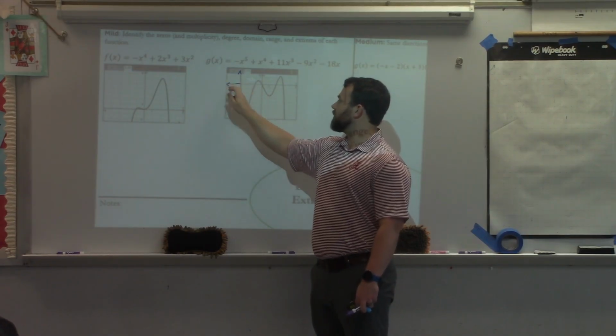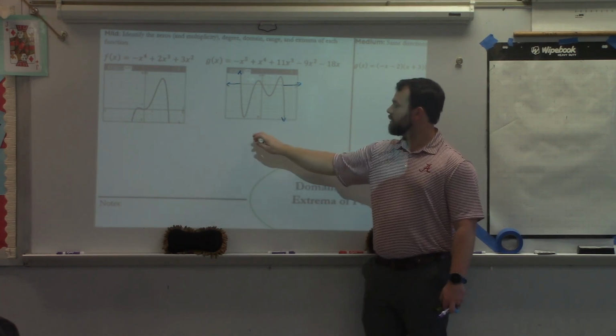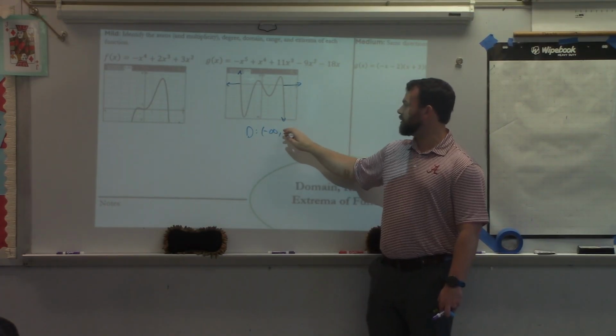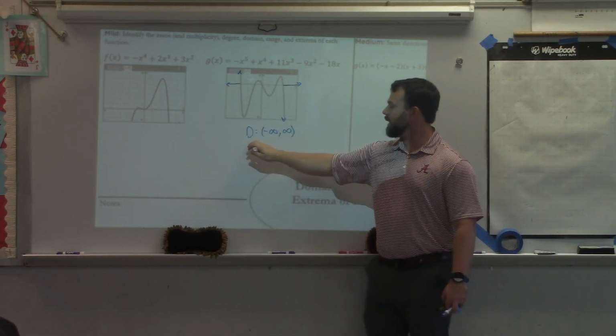Does this ever quit going to the left? No. Down here, does it ever quit going to the right? No. So what's my domain? Infinite. Negative infinity is the minimum to positive infinity is the maximum, right? It goes all the way left, all the way right. Range.